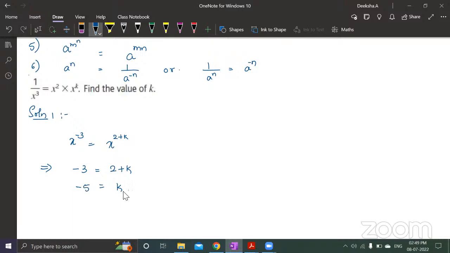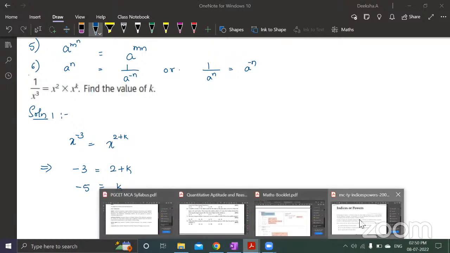So if you have some number on both the sides and if the base is same, you can equate the powers, or if the powers are same, you can equate the base. Now we'll see the next question.